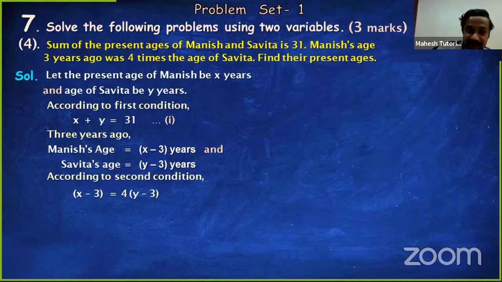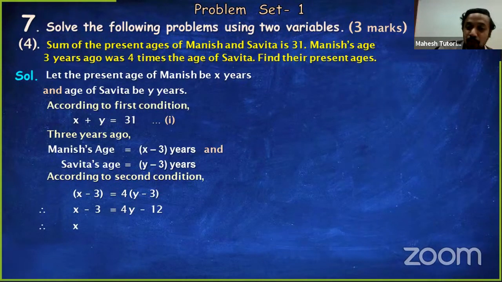Students, let us simplify it further. x minus 3 will remain as it is. Now this 4 is getting multiplied with the entire bracket. So 4 into y will give us 4y. Minus 4 threes are will give us 12. Keeping x as it is.